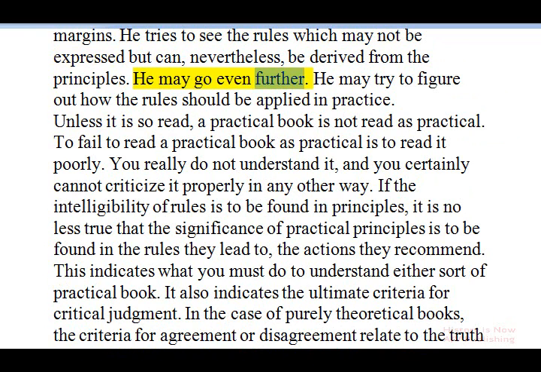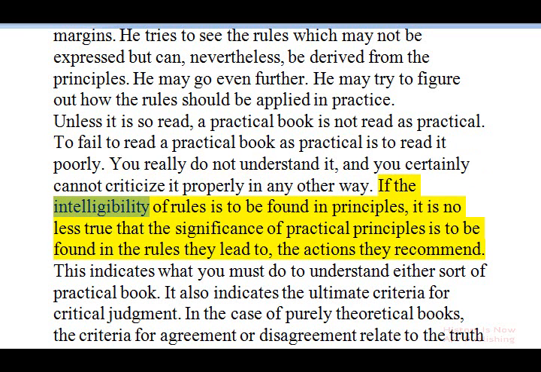He may go even further. He may try to figure out how the rules should be applied in practice. Unless it is so read, a practical book is not read as practical. To fail to read a practical book as practical is to read it poorly. You really do not understand it, and you certainly cannot criticize it properly in any other way.